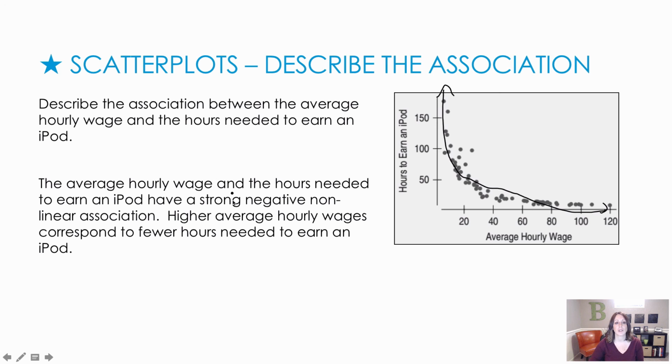So the average hourly wage and the hours needed to earn an iPod have a strong, negative, nonlinear, or you could say curved association. Higher average hourly wages, so as X is increasing, what's happening to Y? You have fewer hours needed to earn an iPod, which of course makes sense.